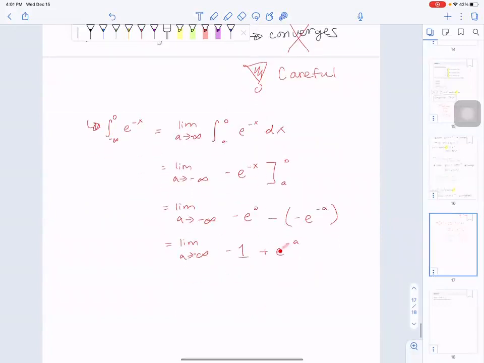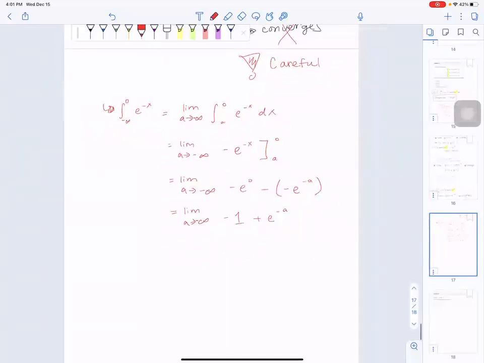Now, what is the limit as a goes to negative infinity of e to the negative a? You can imagine drawing the graph of e to the negative a. It looks something like this. So as a goes to negative infinity, this diverges. There's no limit here. So this whole thing diverges. Does not exist.